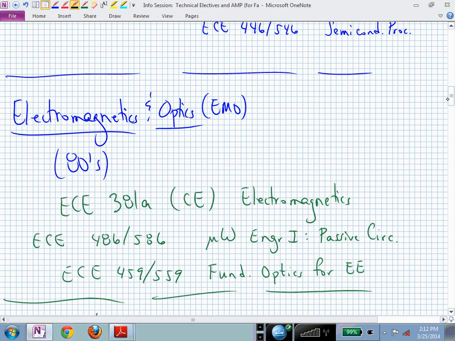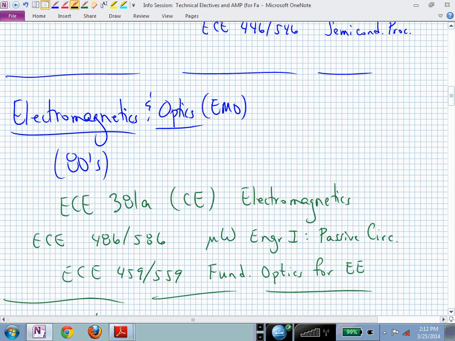The 80s are electromagnetics and optics, and again, we don't necessarily hold real true to that. But if you're a computer engineering major and you want to learn a little bit about electromagnetics, Maxwell's equations, if you want to be able to wear that on your shirt and know what it means, then ECE 381A is for you. If you're an EE major, you're already taking that. 381A is a prerequisite for 486.